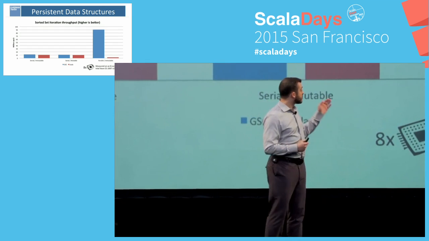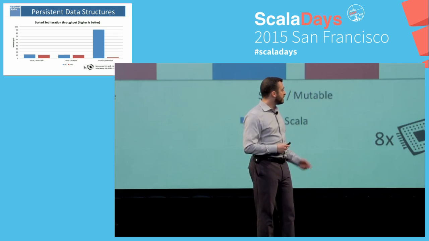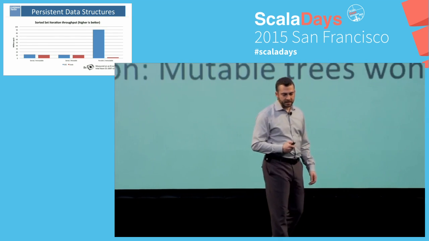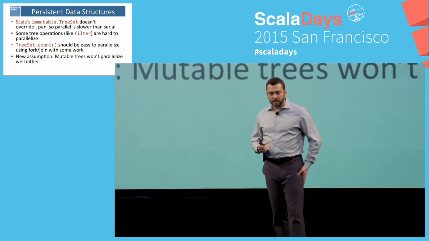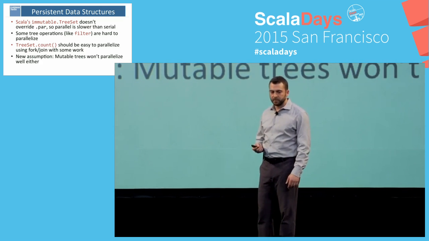So for JS Collections, we're getting an almost perfect 8 times speed up on an 8-core machine. And in this case, Scala is actually slower in parallel than it was in serial. So why is that? Well, I took a look at the immutable tree set, and it doesn't actually override par. So it's just inheriting it from a superclass where it just iterates from the front.